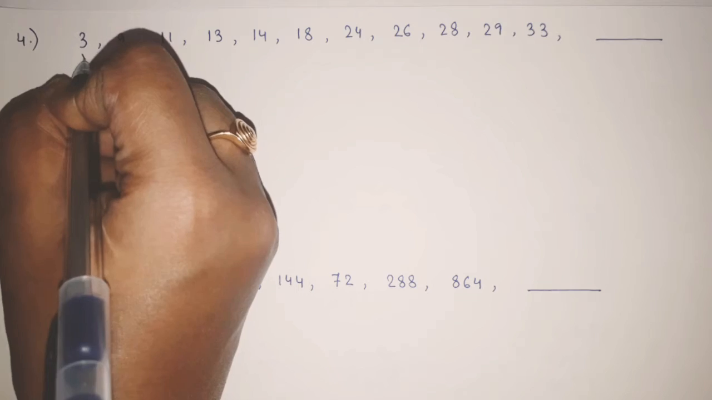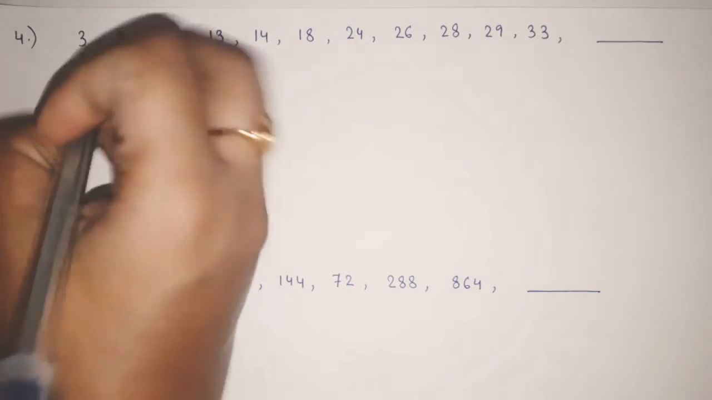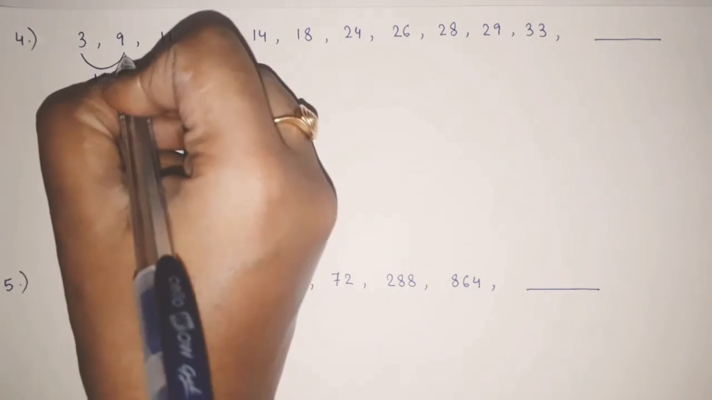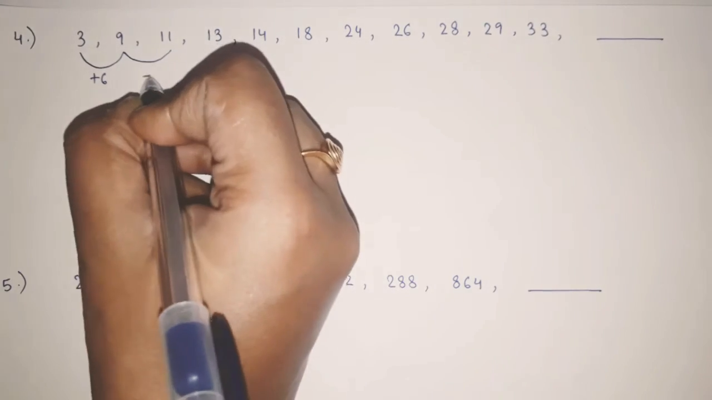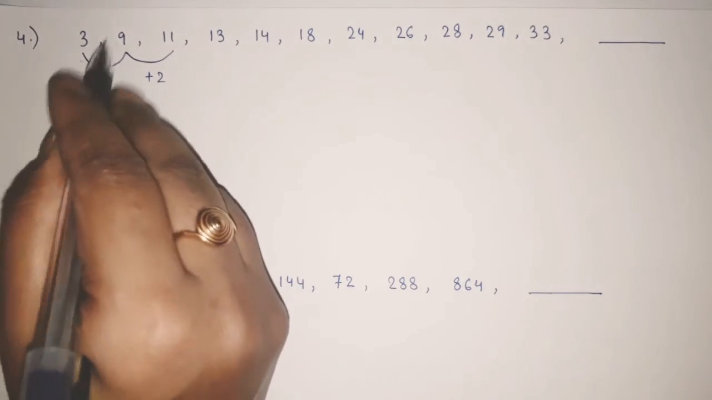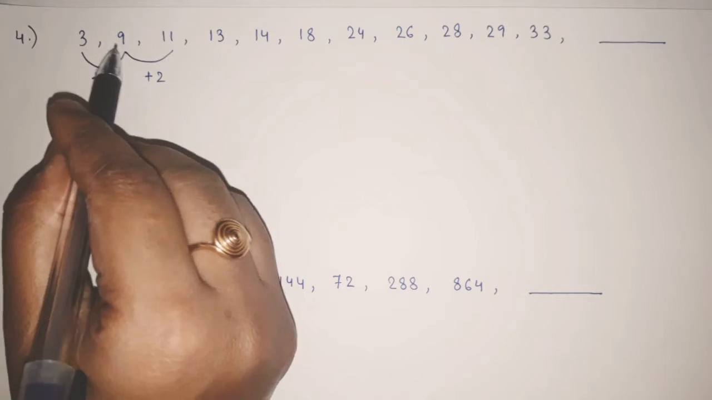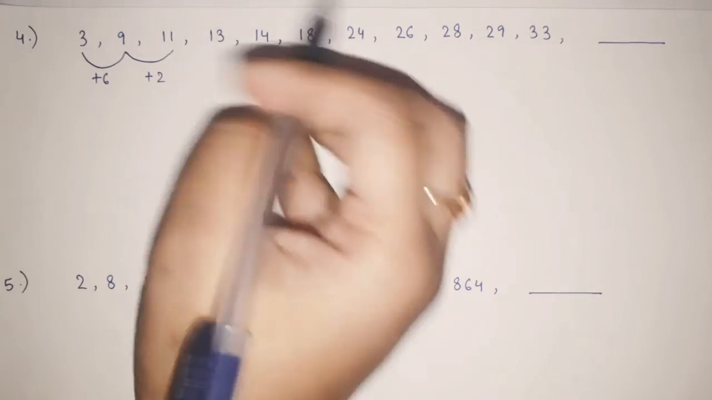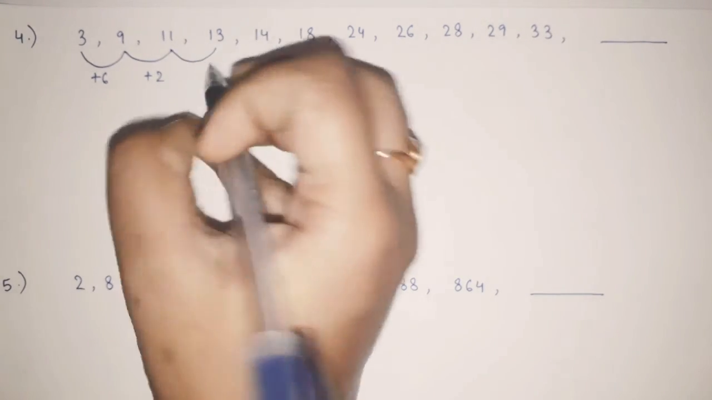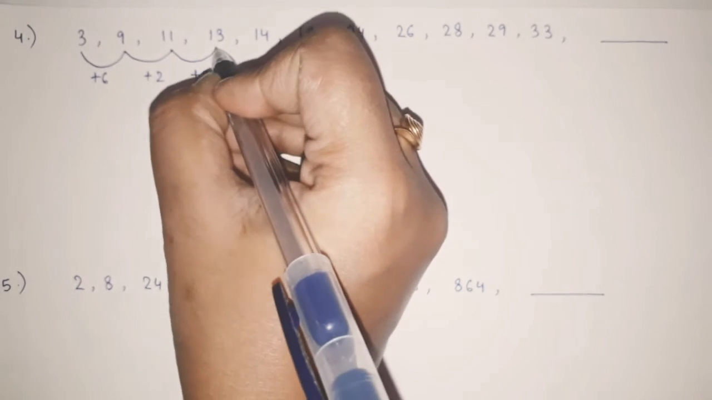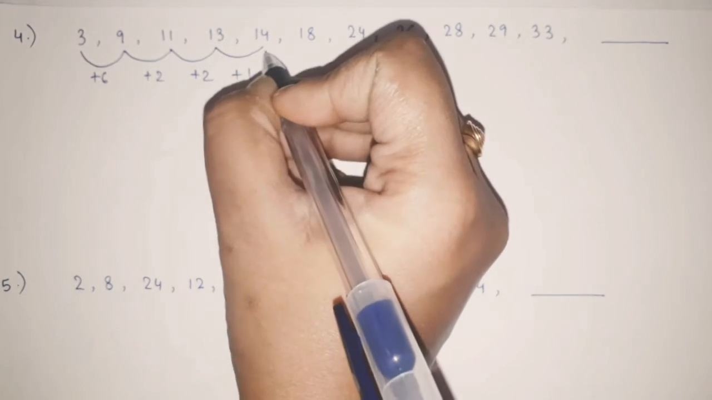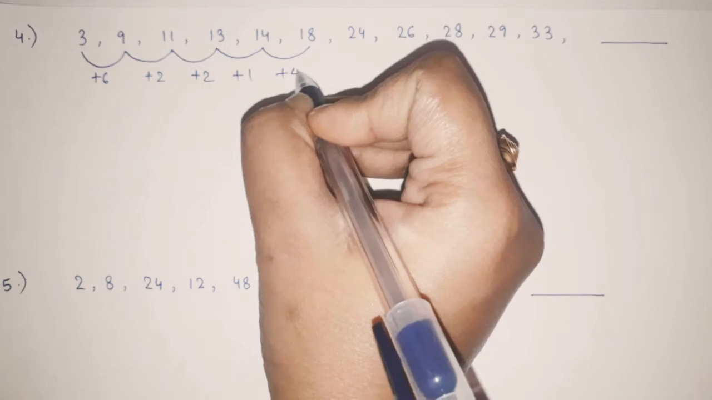See, if we see the difference of these two numbers, it is plus 6. The difference of these two numbers is plus 2. Getting 3 plus 6 is 9. Similarly, 9 plus 2 is 11. The difference of these two numbers is again plus 2. The difference of these two is plus 1. The difference of these two is plus 4.